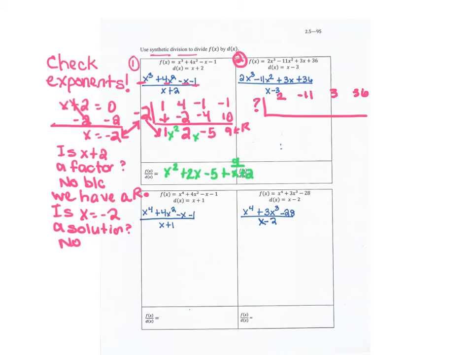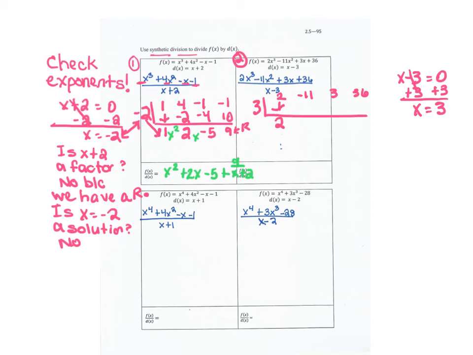I need to know what my number is that goes here. To get that number, I'm going to take my divisor of x minus 3, set it equal to 0, and solve for x. I'm going to end up with x equals 3. And 3 is the number I'm going to put outside my division house. I'm going to bring down my 2.